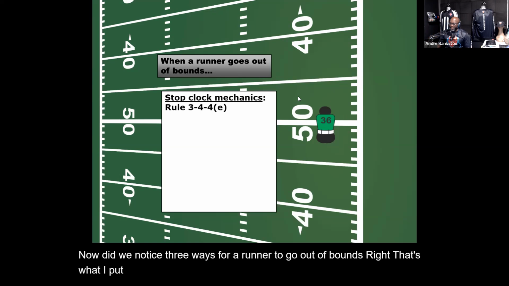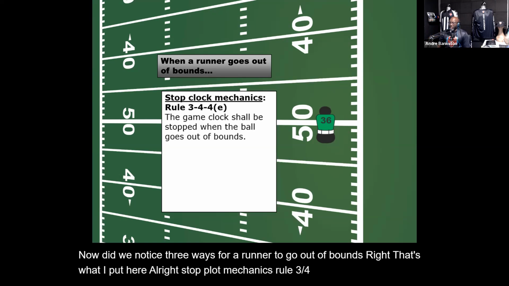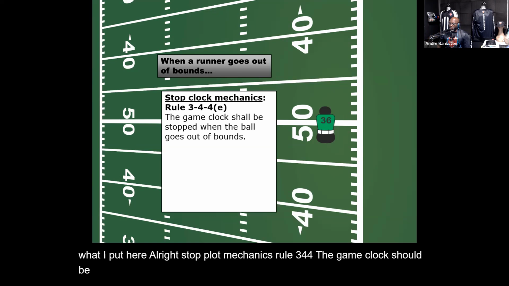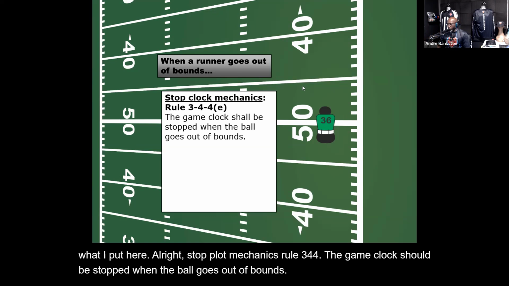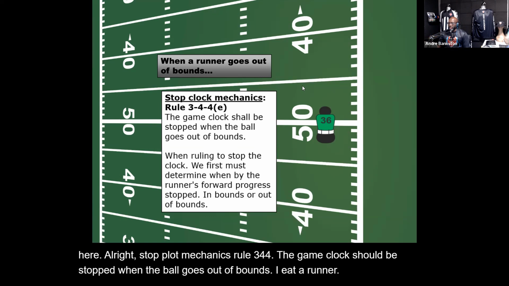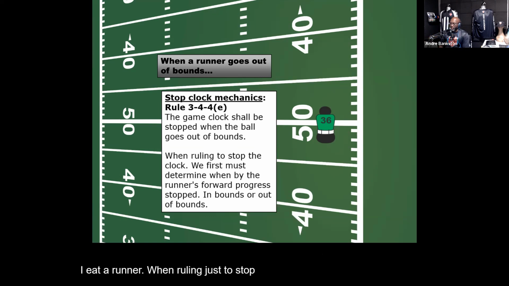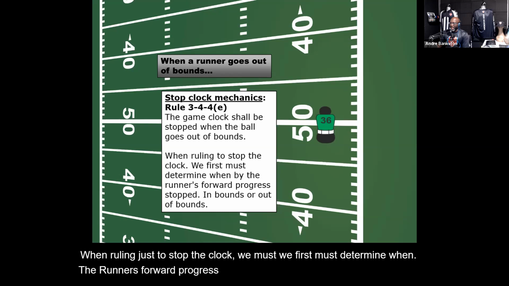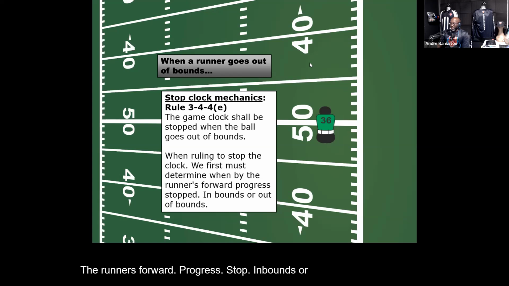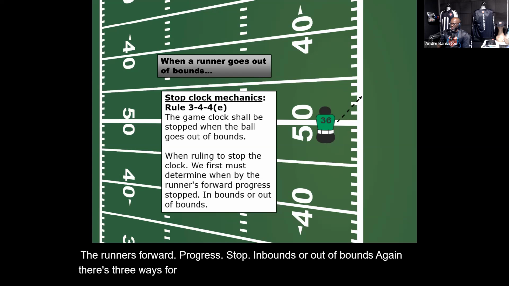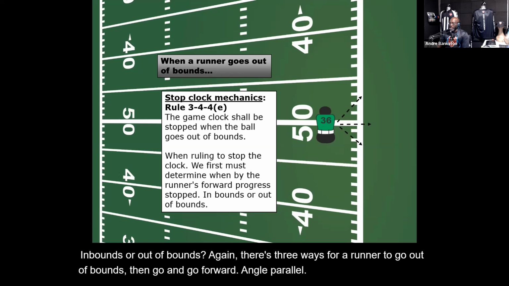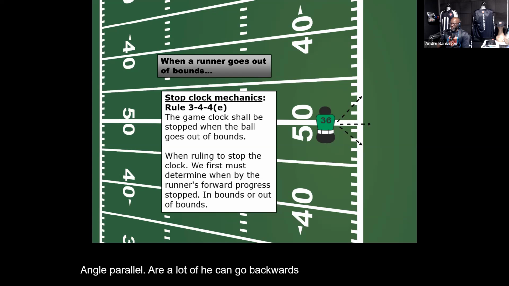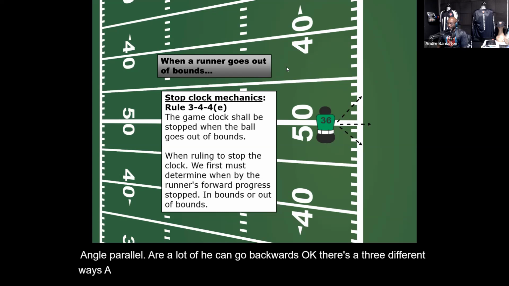Stop clock mechanics, Rule 3-4-4. The game clock should be stopped when the ball goes out of bounds, i.e., the runner. When ruling to stop the clock, we first must determine whether the runner's forward progress stopped inbounds or out of bounds. Again, there are 3 ways for a runner to go out of bounds. He can go forward, he can go parallel, or lateral, or he can go backwards.